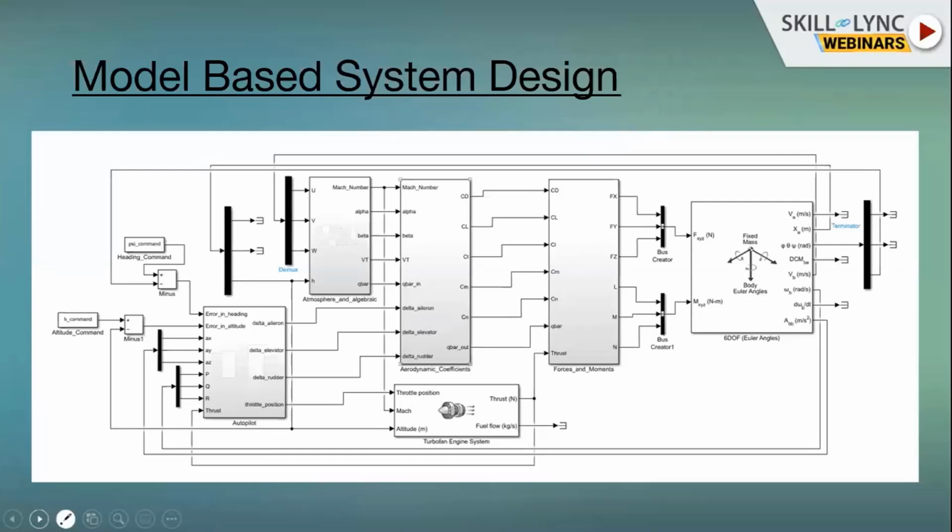The turbofan engine system, these are part of the Simulink block set. You can drag and drop them, basically. I have just identified the autopilot over here. And the dynamics part of the aircraft that we have gone over is modeled from atmosphere, the altitude going in, generating the Mach number, so on and so forth, speed of sound, etc.